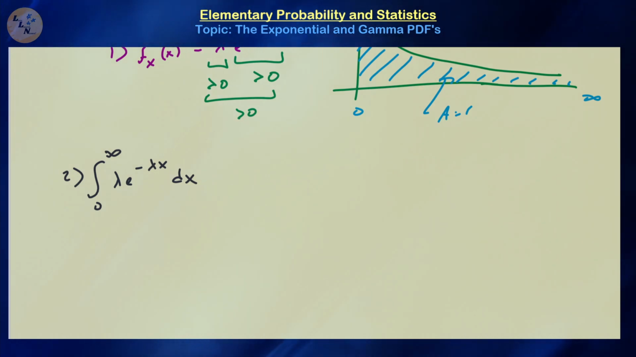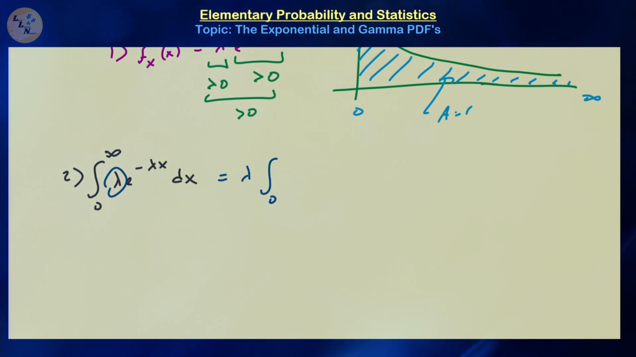So let's just do a quick proof, just in case you do know calculus, you should be able to follow. And if you don't know calculus, then that is okay. This proof is actually quite quick. Lambda is just a constant, so that can always be factored outside of my integral sign. And I'm just left with the integral of e to the minus lambda x with respect to x.